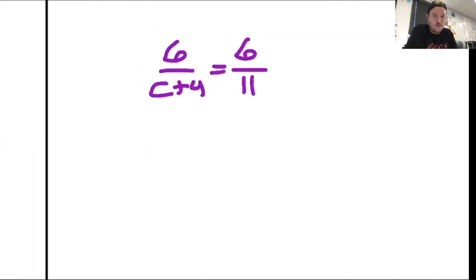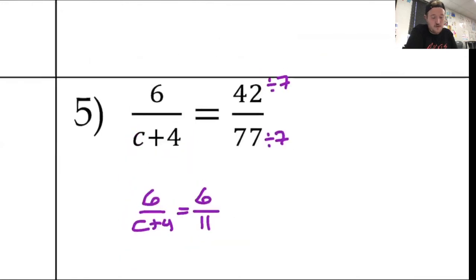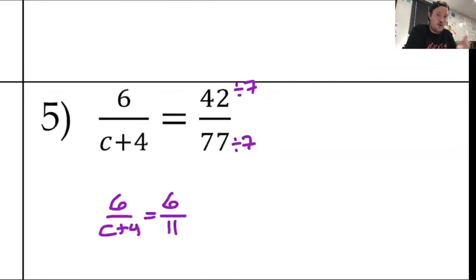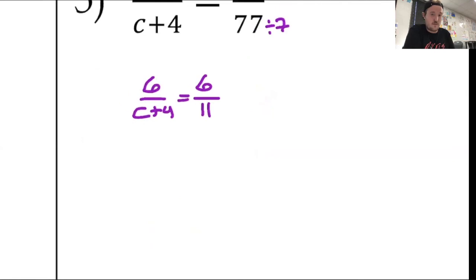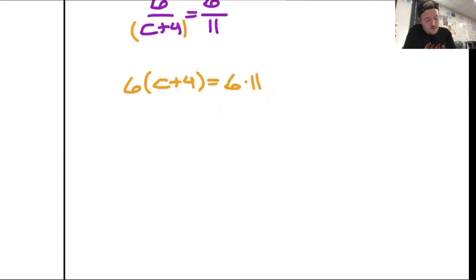So I'm sure this looks a lot better than that. Or if you want to deal with the big numbers, you can. You don't have to do this if you don't want to. This is just a little thing that will help you out if you don't want to deal with big numbers. So first thing, parentheses. So I'm going to cross multiply. So I have 6 times c plus 4 equals 6 times 11. So I'm going to distribute.